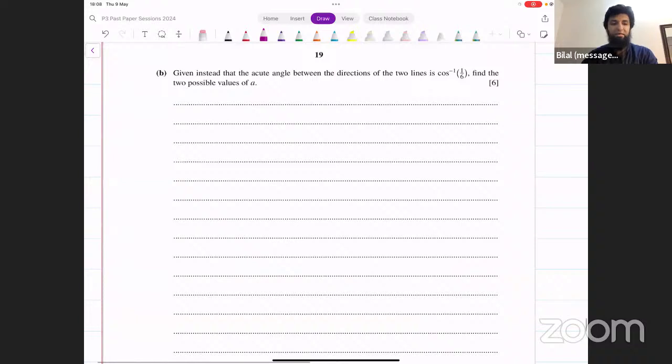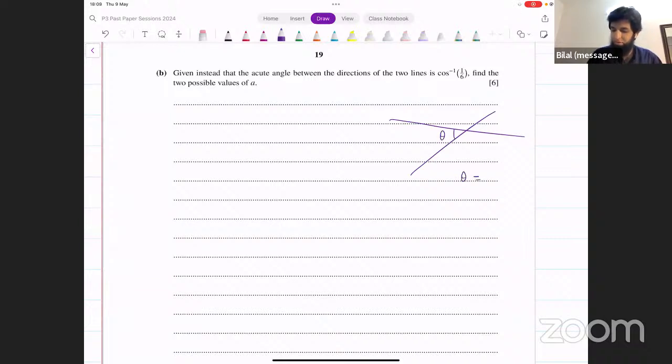Now it says given instead. Given instead means whatever was given in the first part, that is no longer relevant. The first part is not relevant anymore. Okay. Given instead that the acute angle between the directions of the two lines is cos inverse of 1 over 6, find the two possible values of A. Okay, now the two lines look like this. They're saying the acute angle between them, let's call this theta. Theta equals cos inverse of 1 over 6. What that means is cos of theta equals 1 over 6, right? If theta equals cos inverse of 1 over 6, then cos theta equals 1 over 6.